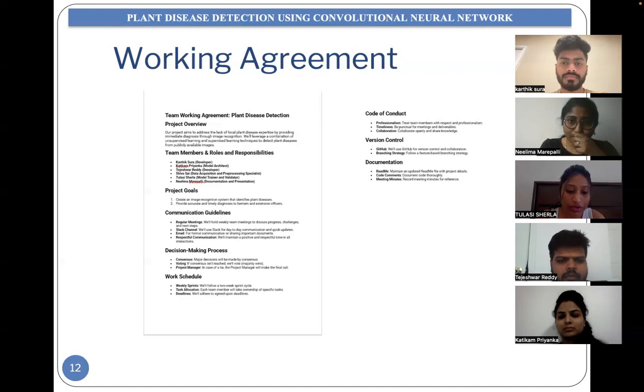And next, coming to work schedule, we have followed a 2 week sprint cycle. And coming to version control, we have used GitHub for version control and collaboration, and also a branching strategy. And for documentation, we have used this, as I have mentioned here.